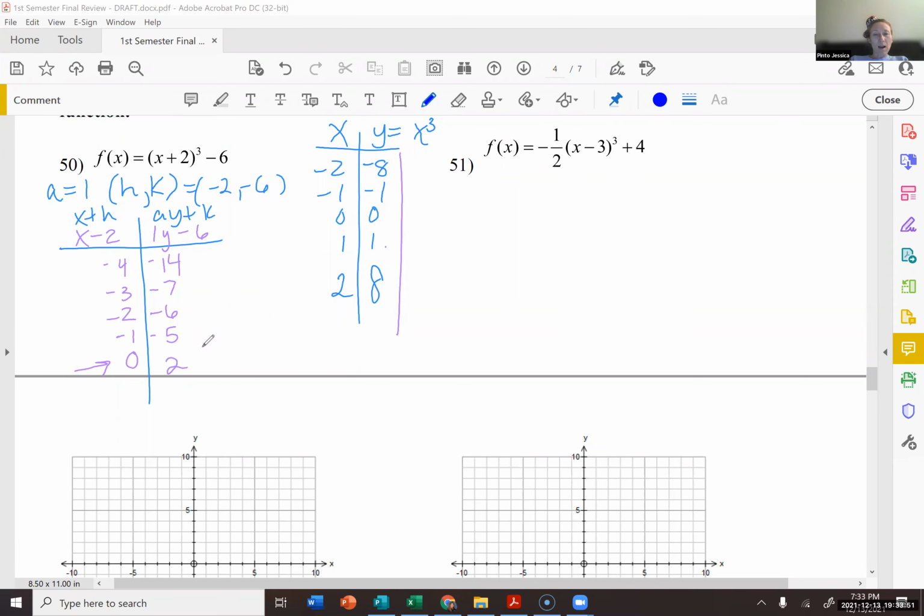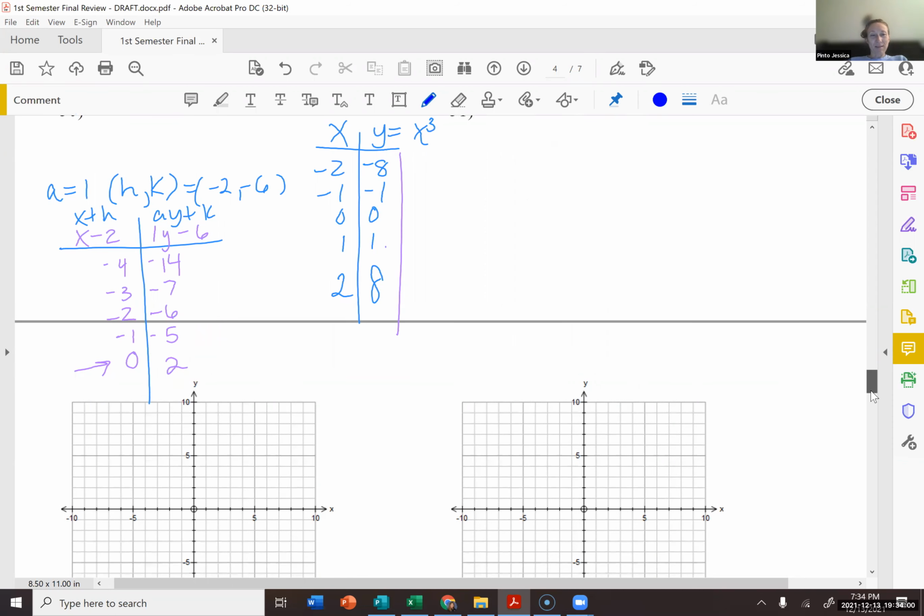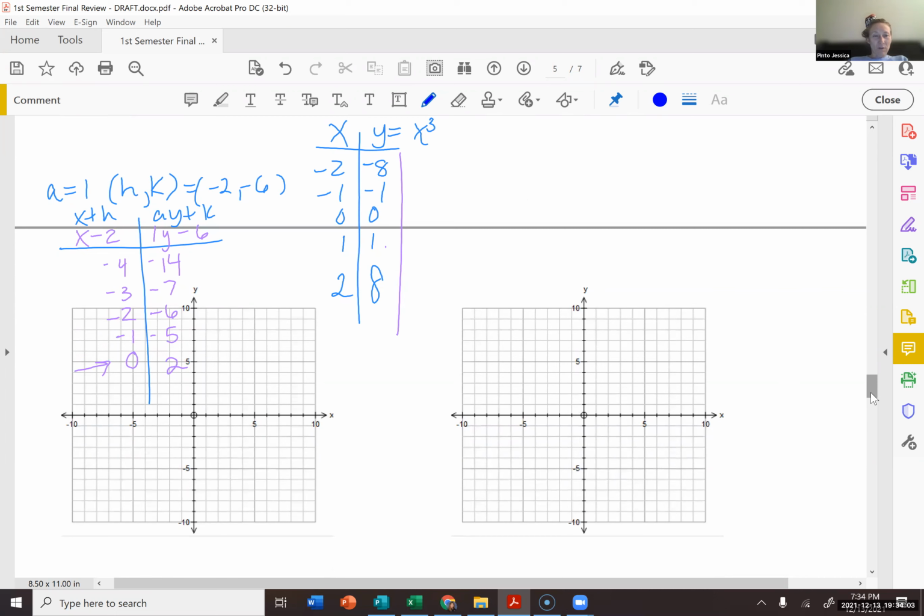So I want to go ahead and plot all these values. I can scroll down. It's going to bring the numbers with me, which is kind of neat. So -4 and -14 is off the grid. -3 for X and -7 for Y. -3, -7. -2, -6. -1, -5. And then 0, 2. And then this one was way down here. So we'll just kind of plot it. So connecting my dots.